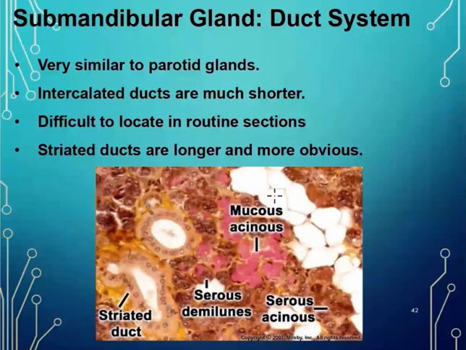Now the duct system of the submandibular gland is very similar to the parotid. We have intercalated ducts, but much shorter. Striated ducts are longer and more obvious. In this section, the striated ducts, here you go. All of these are striated columnar lined ducts.